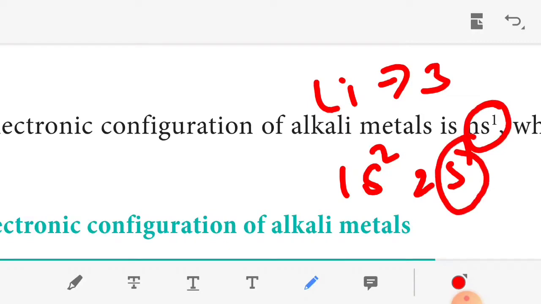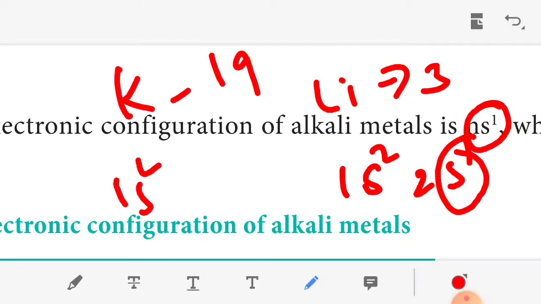Then the next one, potassium. The atomic number is 19. So we can write 1s2, 2s2, 2p6. Totally how many? 2 plus 2 is 4, 4 plus 6 is 10. Then we know the Aufbau principle, how to write the electronic configuration. It starts with the least energy, starting with 1s2 and ending with 7s. Already we discussed it in the second lesson, quantum mechanical model of atom.